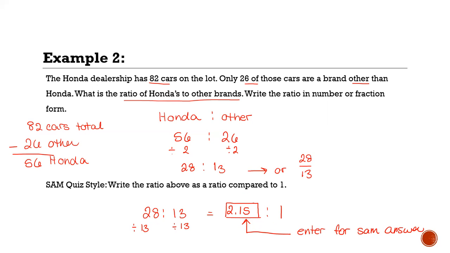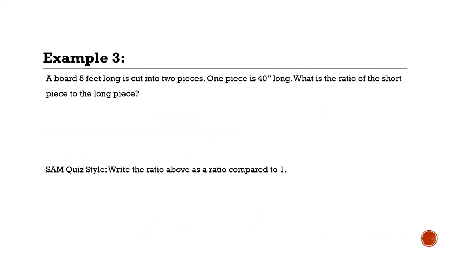All right, let's do another couple questions quickly. Oh, this is a great one, and this is a question that will show up for you. A board 5 feet long is cut into 2 pieces. One piece is 40 inches long. What's the ratio of the short piece to the long piece?